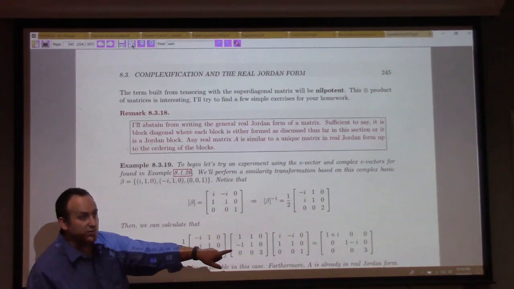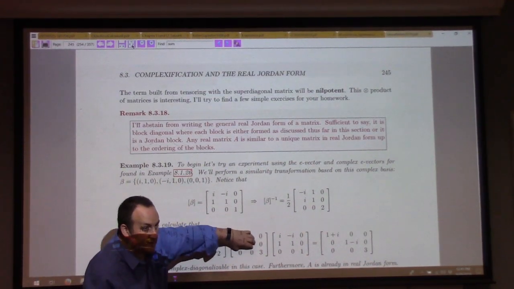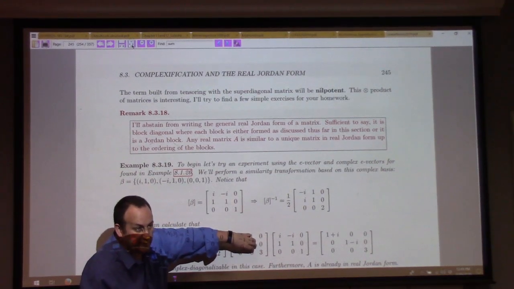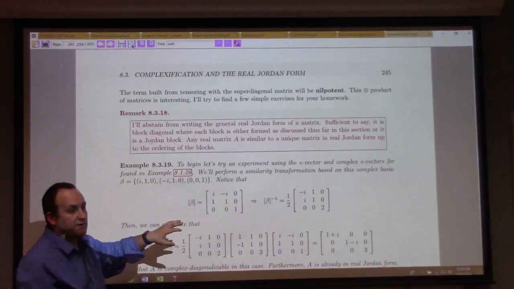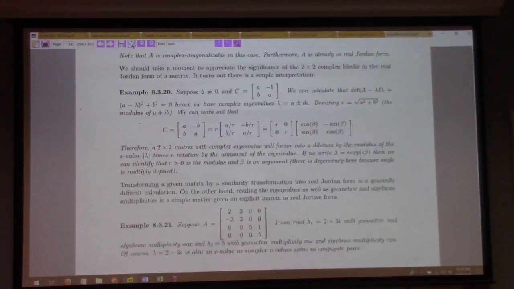The matrix itself cannot be diagonalized because it has complex eigenvalues 1 plus i and 1 minus i. The matrix can only be diagonalized over the reals if all of the eigenvalues are real and the whole space is the direct sum of the eigenspaces, which is to say that there exists an eigenbasis.